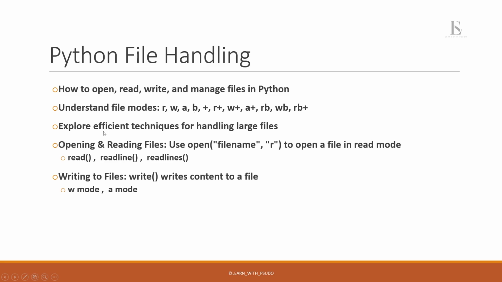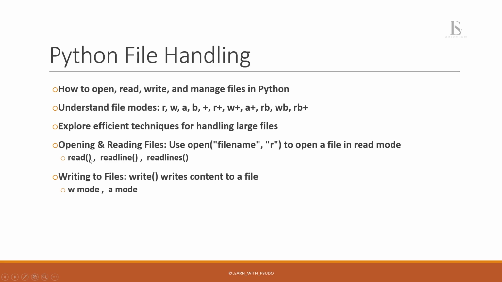Now we had seen different efficient techniques to handle large files. We were trying to read it line by line so that we don't load the whole file into our memory. We had seen how to open and read a file. You give the keyword open, the file name, and your file mode, whatever you want to pass here. If you give read, the file would be opened in read mode. And we had read, readline, and readlines: three different methods to read a file.